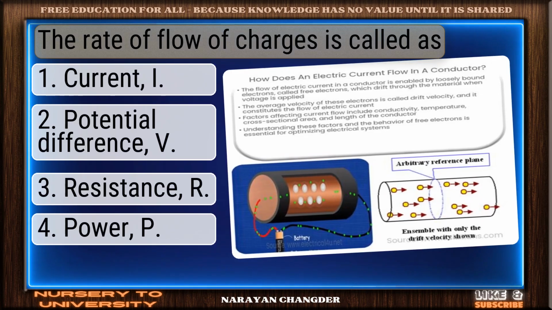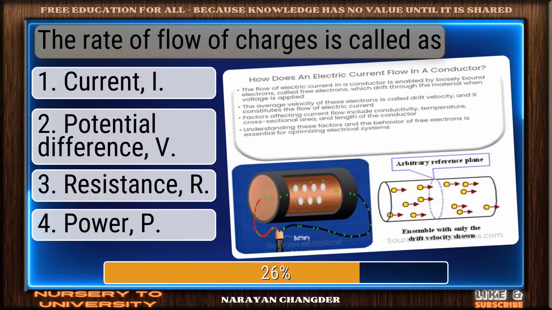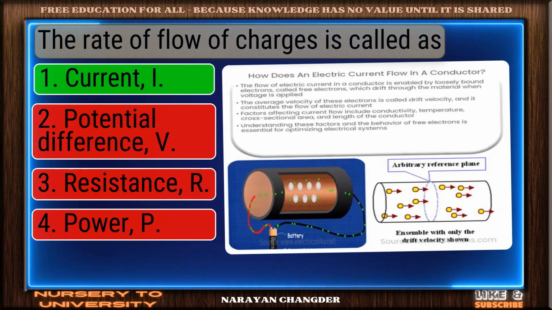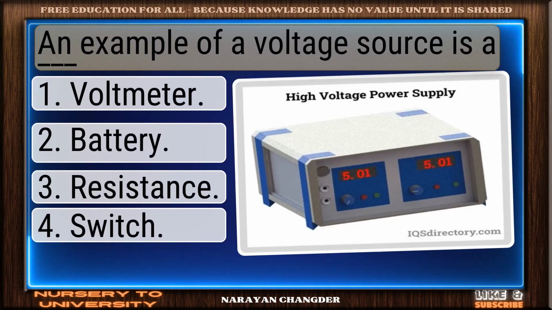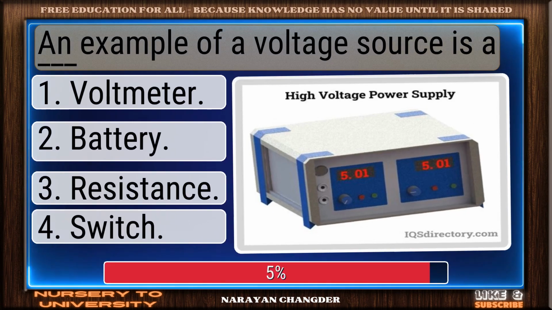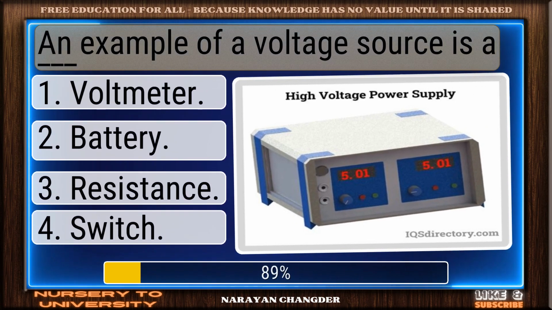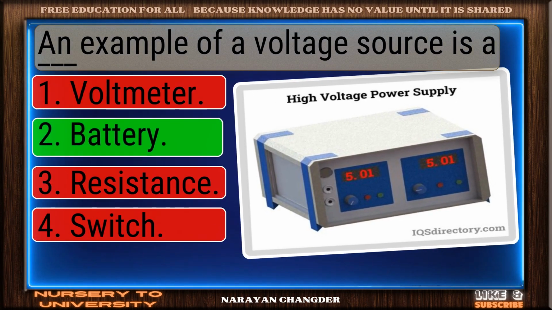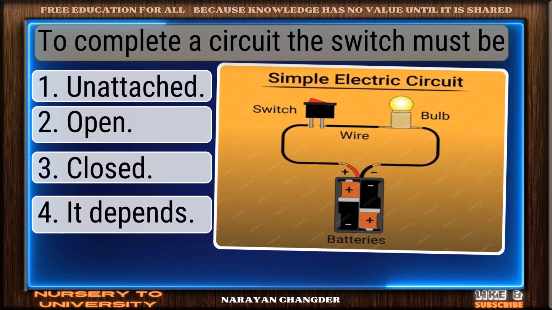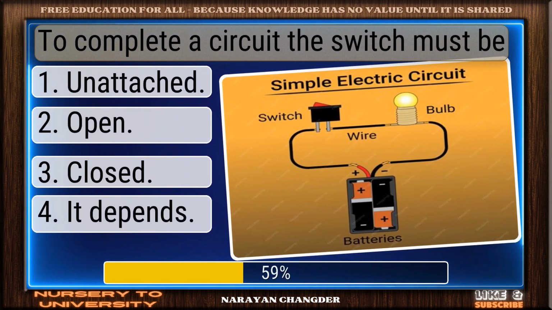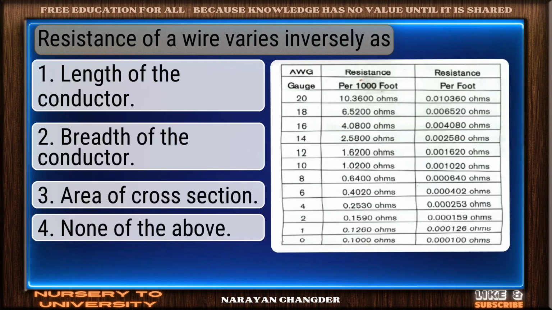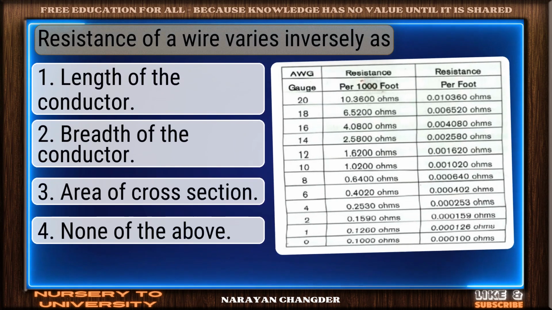The rate of flow of charges is called as. You chose current. Correct. An example of a voltage source is a dash. Smart pick. Battery is correct. To complete a circuit, the switch must be. Strong choice. Closed is right. Resistance of a wire varies inversely as.